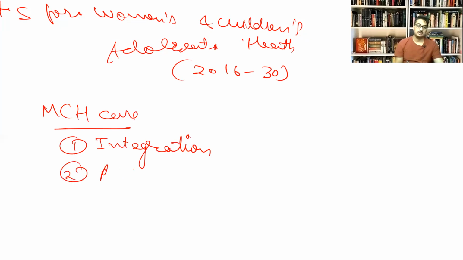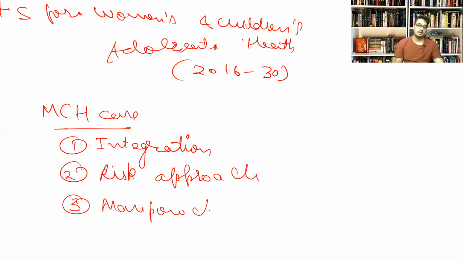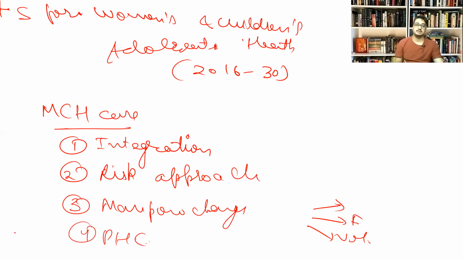Then we use a risk approach. What is risk approach? We identify high risk patients and refer them to higher centers. Third, we are using manpower changes. New types of manpower are used, like professionals, field workers, and voluntary workers. And the fourth is that there is a focus to provide MCH care at the primary health care level only. These are the new approaches we can see in MCH care.